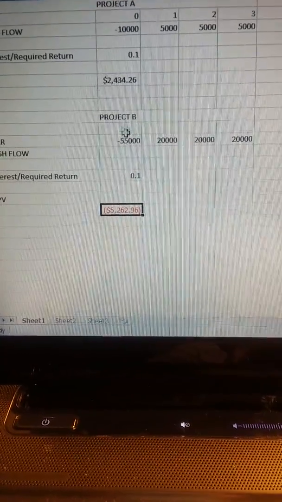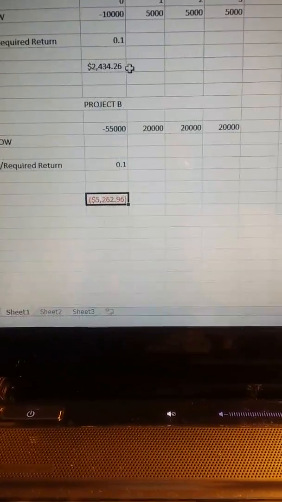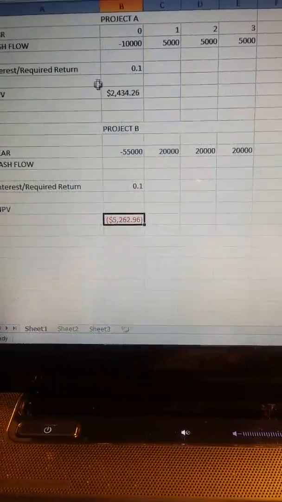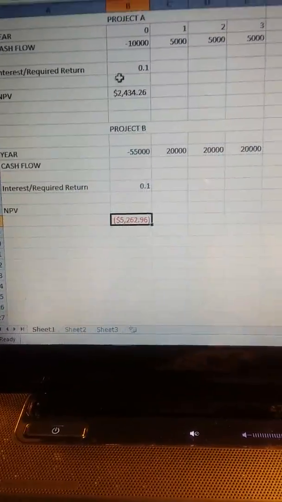So which one of these two would I go with? I would definitely go with Project A, because Project A has definitely a more significant net present value.